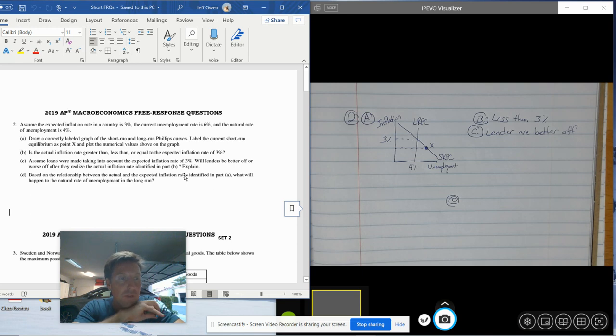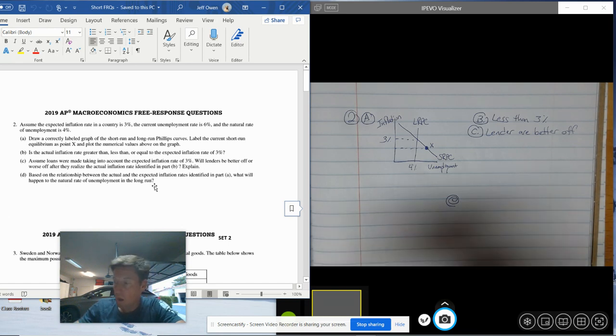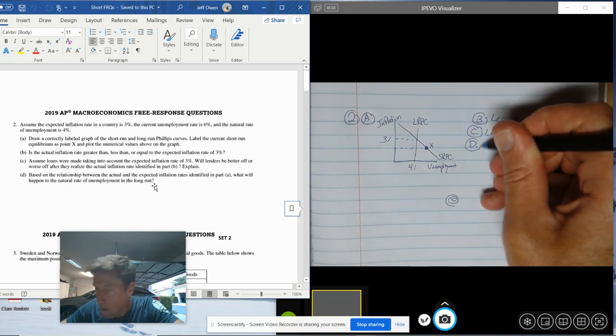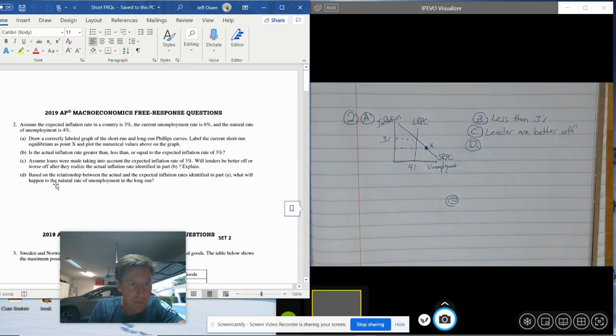All right. So based on the relationship between the actual and the expected inflation rate, what will happen to the natural rate of unemployment in the long run? What's going to happen to the NRU in the long run? Nothing. Nada. Let's reread that just in case. Based on the relationship between the actual and expected inflation rate, what will happen to the natural rate of unemployment in the long run?